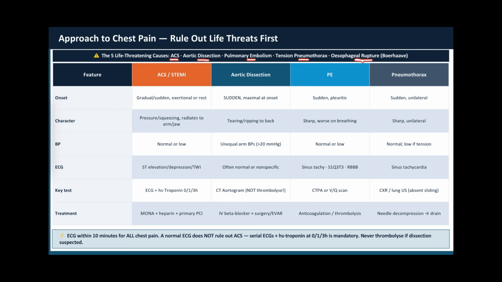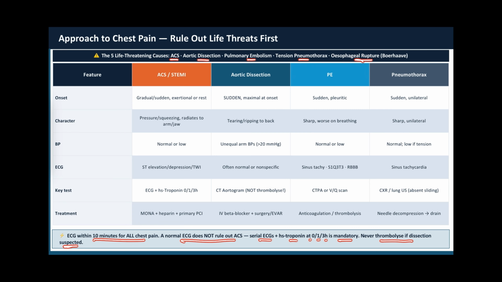One investigation that should become almost automatic is the ECG. Every patient with suspected cardiac chest pain should have an ECG within 10 minutes of arrival. And a normal ECG does not always rule out ACS. If you strongly suspect the patient is having ACS, you must do serial ECGs, and high sensitivity troponin at 0, 1, and 3 hours is mandatory before sending the patient home. And never thrombolyze if you suspect dissection. Now let's go through each of these conditions.